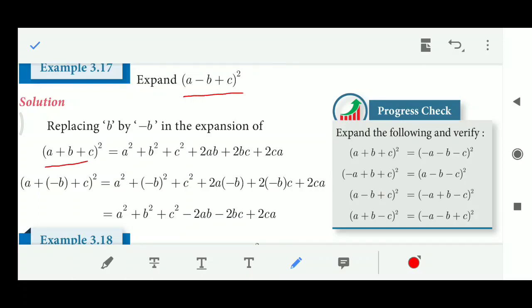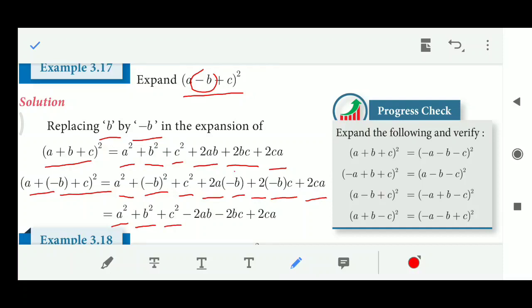Expand a minus b plus c whole square. In the above identity we have a plus b plus c whole square is equal to a square plus b square plus c square plus 2ab plus 2bc plus 2ca. In this question we have minus b instead of plus b. So we have to replace b as minus b in this identity. So you will get a square plus minus b square plus c square plus 2a into minus b plus 2 into minus b into c plus 2ca. On simplification you will get a square plus b square plus c square minus 2ab minus 2bc plus 2ca.